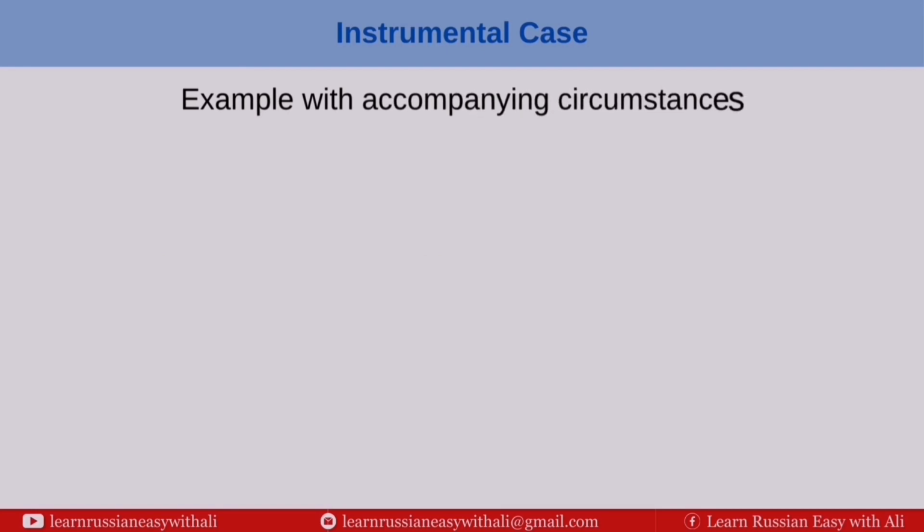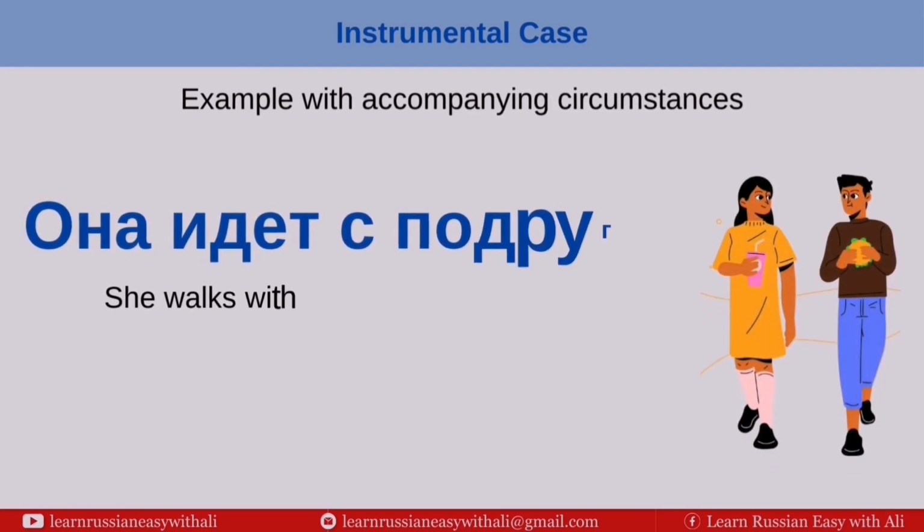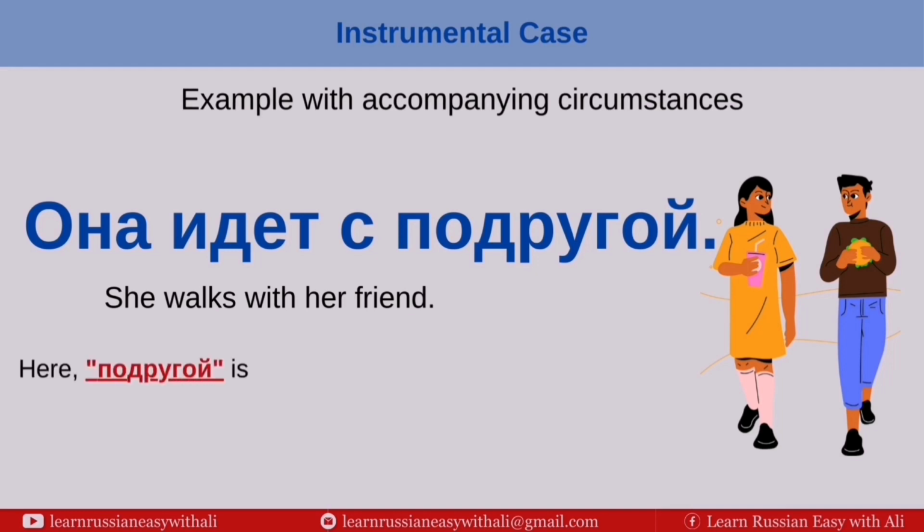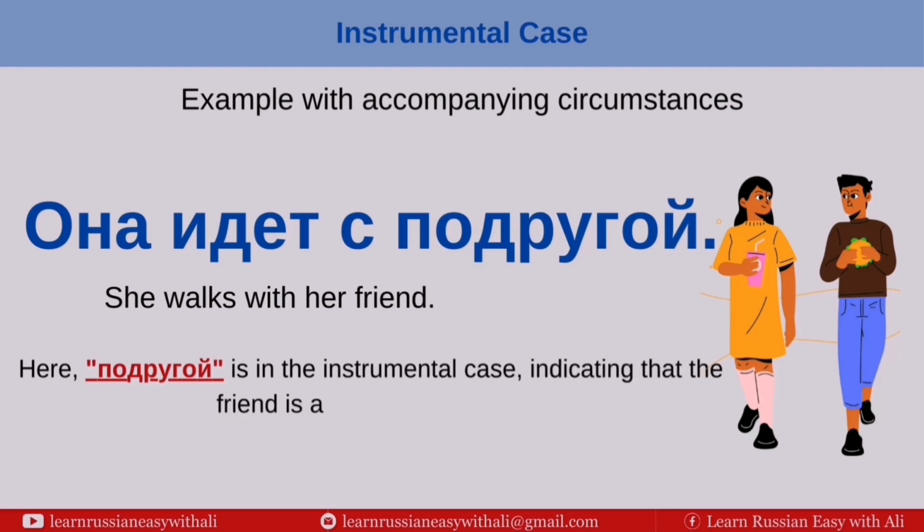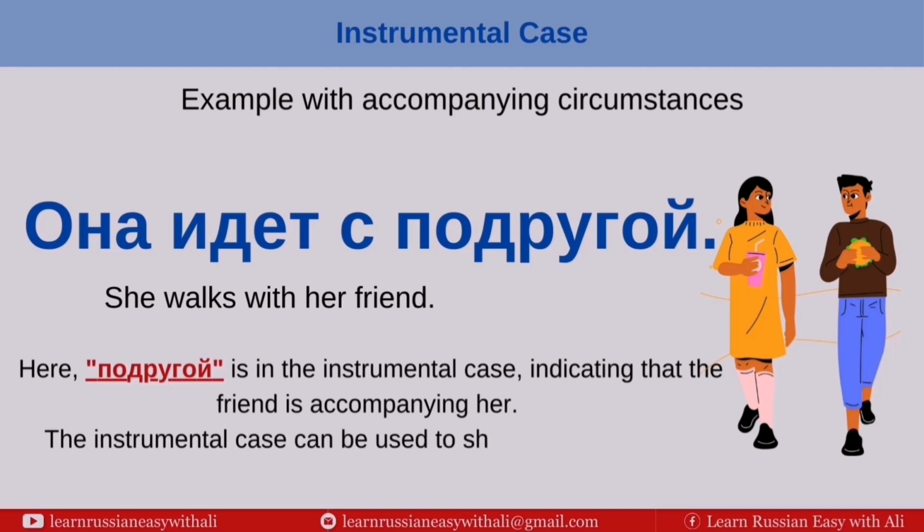Example with accompanying circumstances. Она идет с подругой. Here подругой is in the instrumental case, indicating that the friend is accompanying her. The instrumental case can be used to show the company or circumstance in which an action takes place.